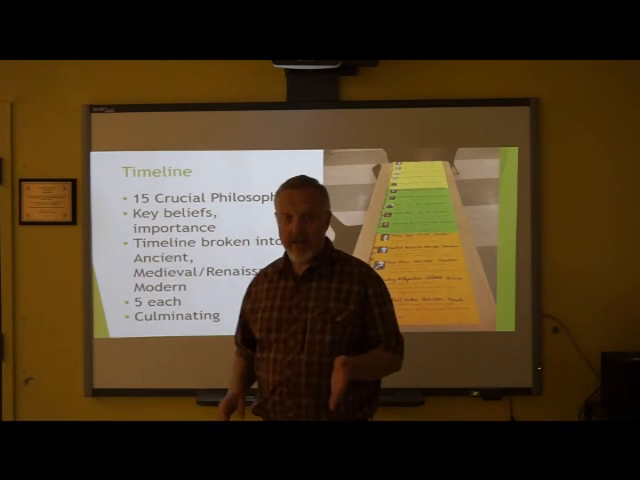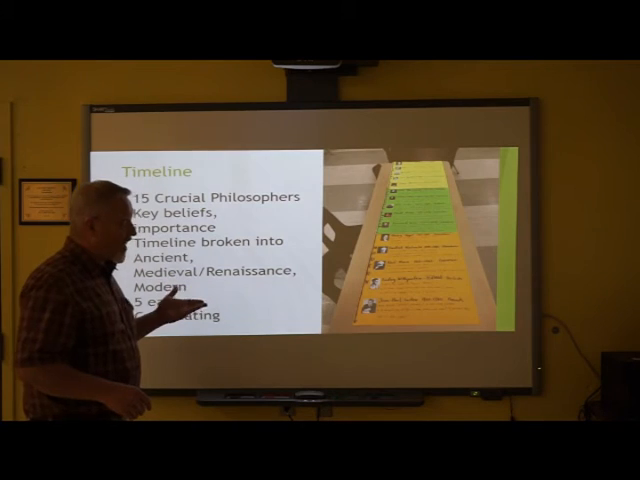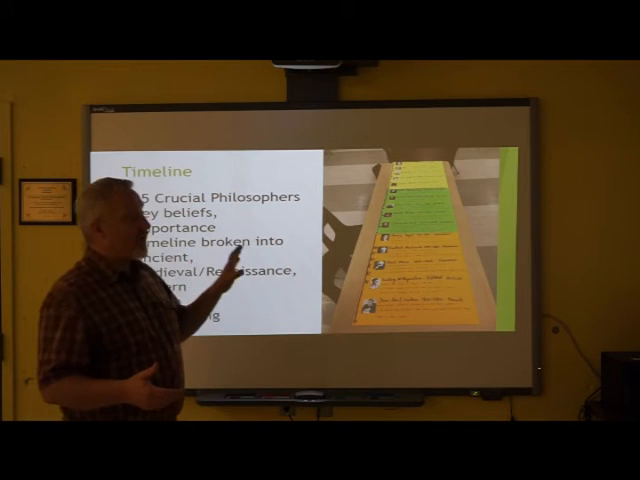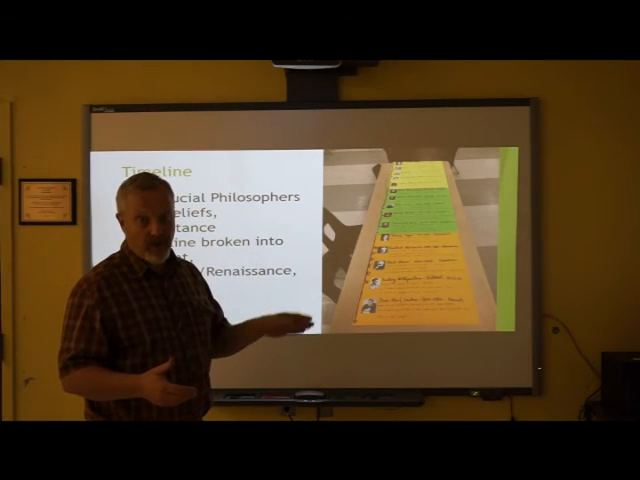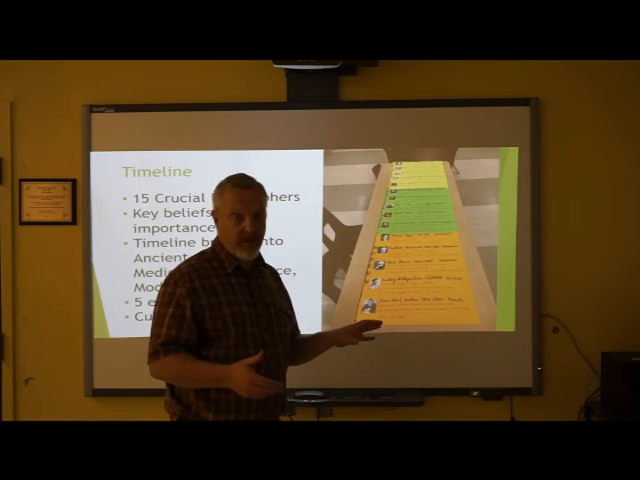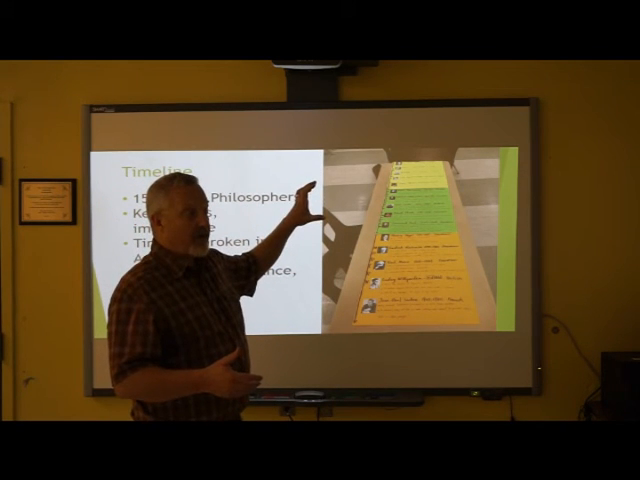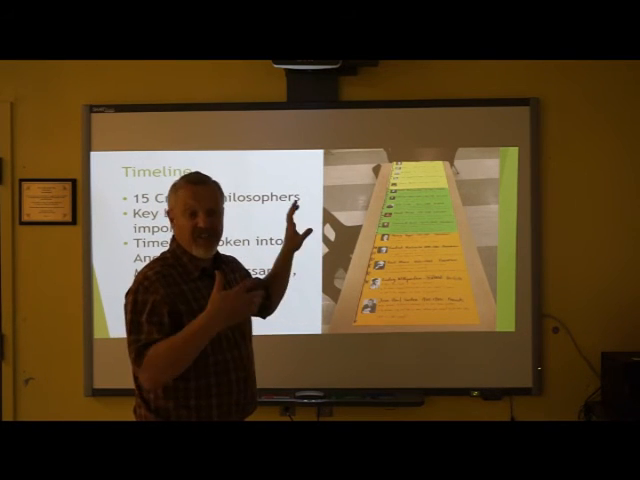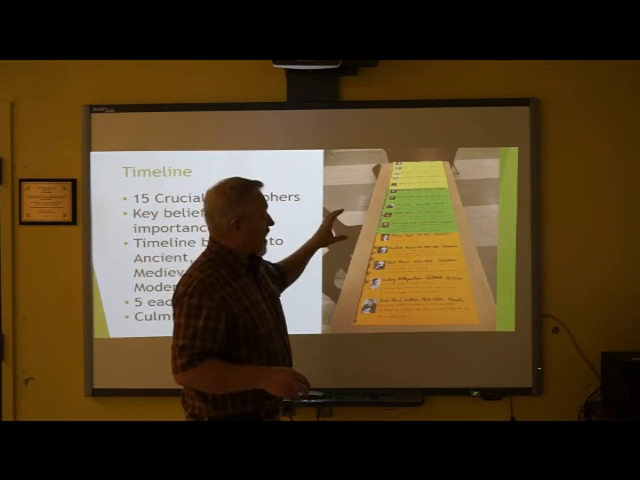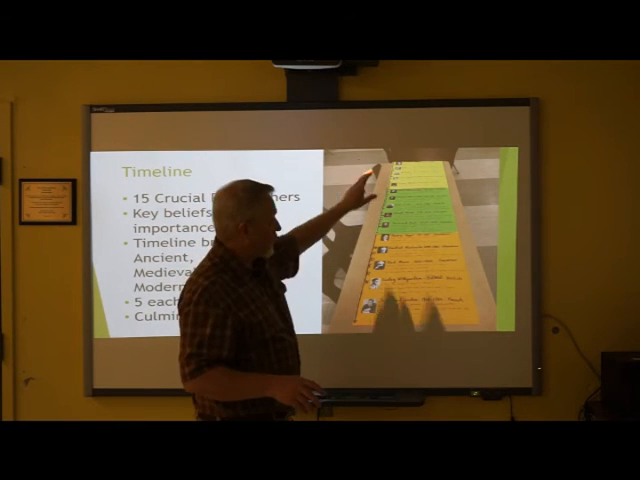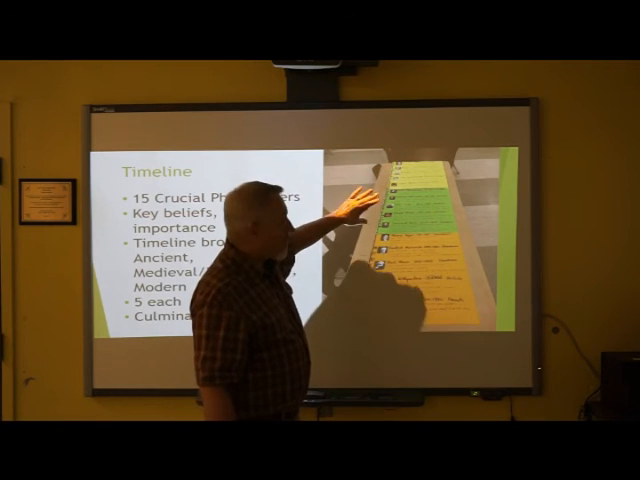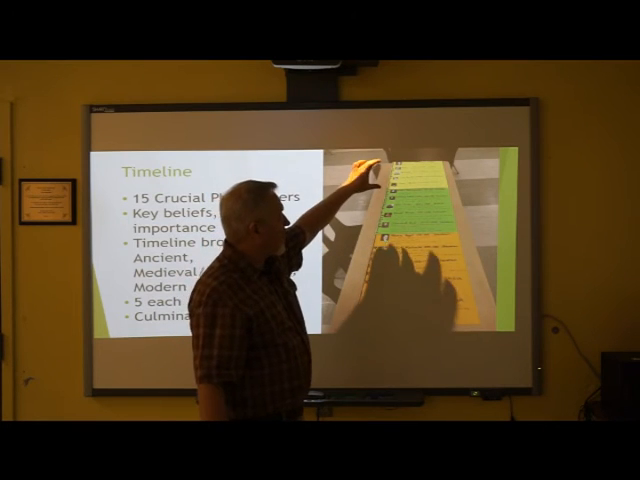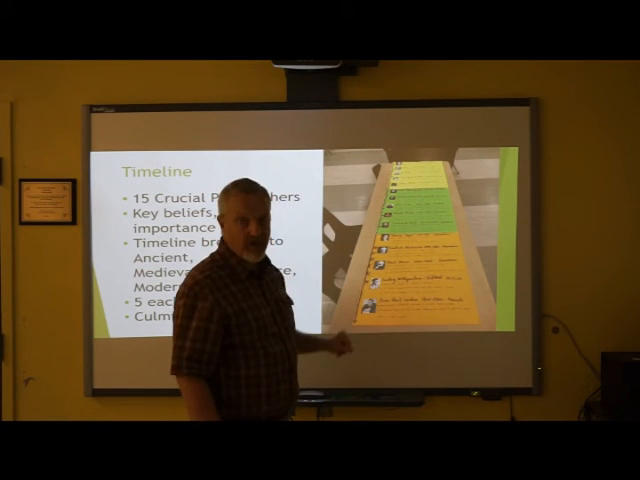Finally is the culminating assignment for the unit, the timeline assignment. What I want you to do is find 15 crucial philosophers. Crucial I'll come back to in a minute. But I want you to find what you think are the 15 most important philosophers in the history of Western philosophy. I want you to divide your timeline into areas: ancient, medieval, Renaissance, and then modern. Those are pretty broad areas. And I want 5 of those crucial philosophers for each area.